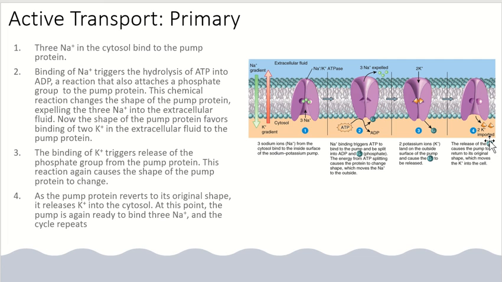So at this point the pump is ready again to bind those 3 sodiums, and the whole cycle is going to repeat. Again, we're moving against our concentration gradient, where we've got a lot of sodium on the outside and low sodium on the inside, and we're working against it to pump out extra sodium. And vice versa with our potassium, where we've got high potassium inside the cell and lower potassium outside the cell, and we're working against our gradient to pump more potassium into the cell. Again, this requires ATP, right? So because it requires ATP, it is classified as primary active transport.